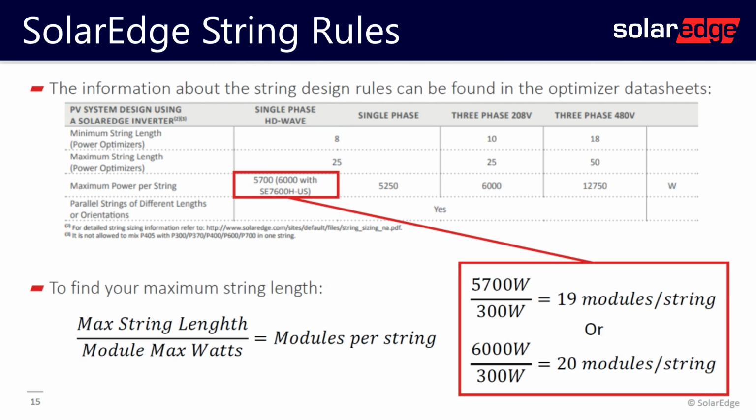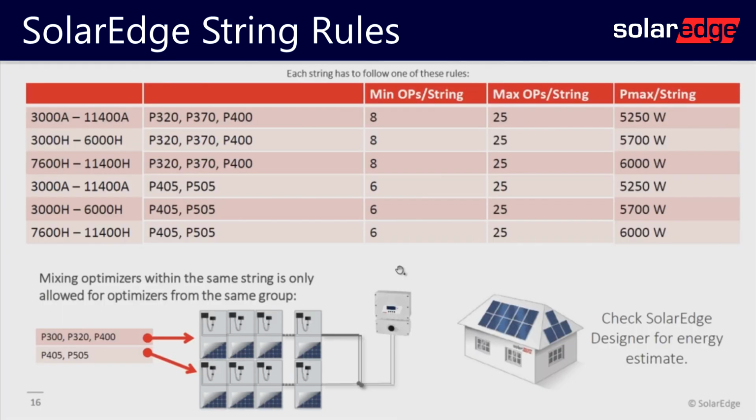To find your maximum string length, all you have to do is take your maximum power per string, 6,000 watts, divide by your module wattage. In this example, we use 300 watts. So if I'm on a 6 kilowatt inverter, that means I can put 19 modules on a single string. If I'm on a 7.6 kilowatt inverter, I can put 20 modules on a single string.